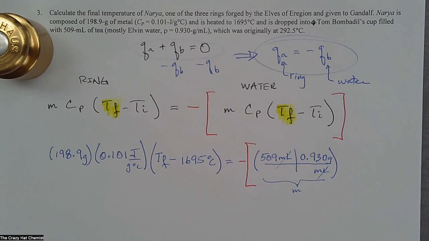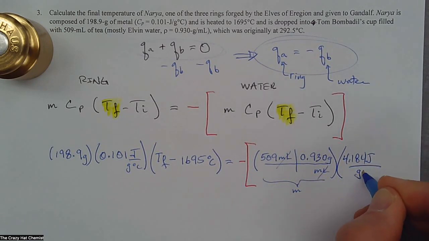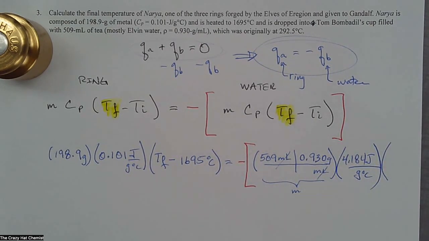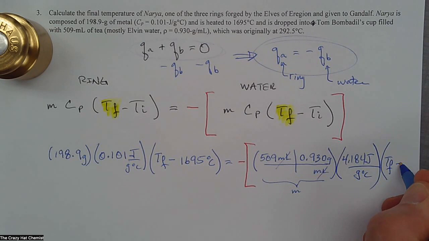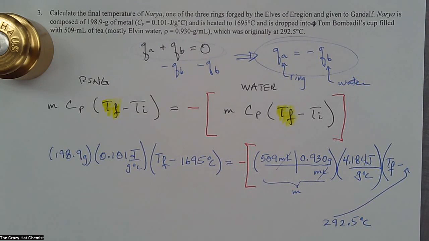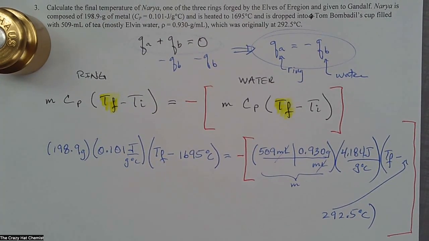Since it's an elven cup of water, it's mostly water. We're going to use the specific heat capacity for water, and that's 4.184 joules per gram degree Celsius. Then let's make sure we have barely enough space here. T_f minus, and this term right here is going to be 292.5 degrees Celsius. I've kind of run out of space here, I apologize, but that's going to be giant brackets there like that. All right, fantastic.